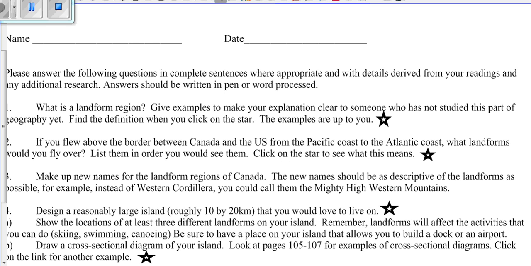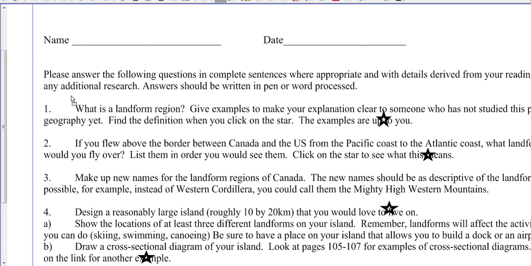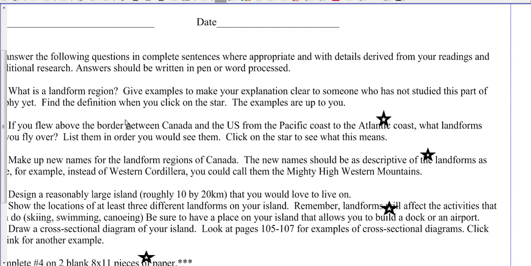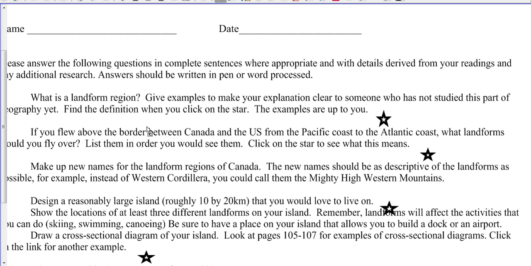In case you forget about this, or you forget what I said, looking at level 3, level 4, you can figure it out. So in question number 1, you're just trying to figure out what is a landform region. You have to go into your textbook and figure out what a landform region is. You can give examples of what a landform region is: mountains, deserts, things like that.